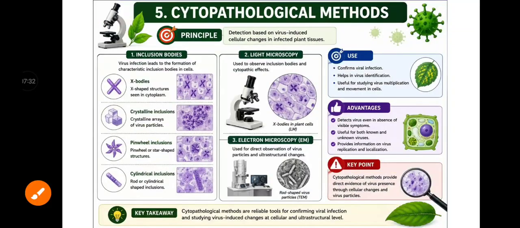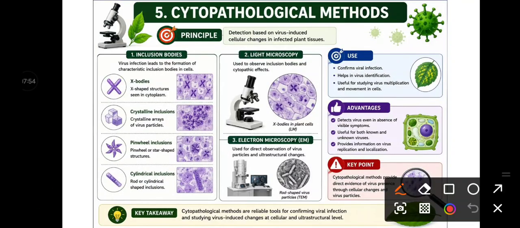Next, about the cytopathological methods. I have already told you it studies the virus-induced cellular changes. So that generally indicates the presence of inclusion bodies. And inclusion bodies are nothing but virus particles that are aggregated. These are actually excess particles that are formed during the replication pool.